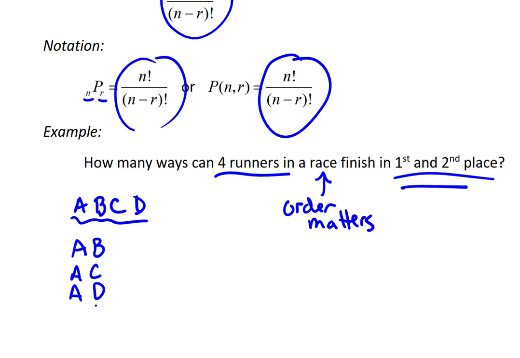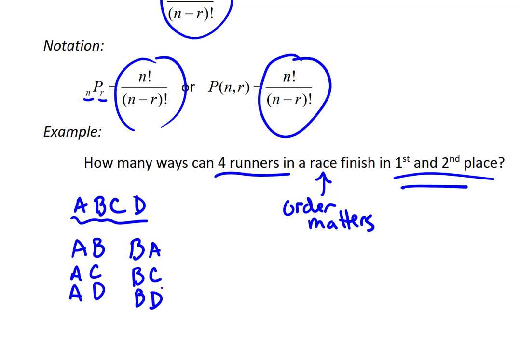We have these rather. Now, if I do the same thing for B, I could have B finish first, and then I have to have every other combination with it in second place. So what about B and then A? Or what about B and then C? Or what about B and then D? Notice B and B is not there because B can't finish both first and second.